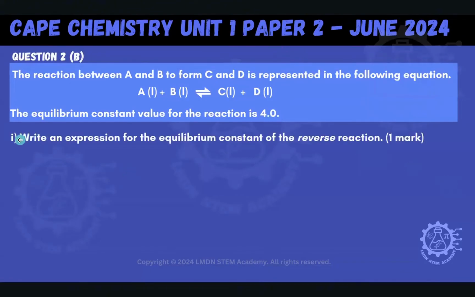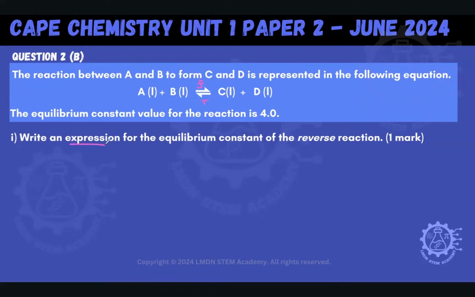The question says in part 1, write an expression for the equilibrium constant of the reverse reaction. So in every equilibrium, there are 2 reactions, right? You have a forward reaction, which is this one, going in the forward direction. And then you have a reverse reaction, which is coming back this way, when you're going from products to those reactants over there.